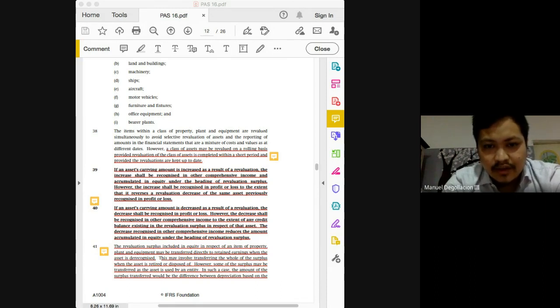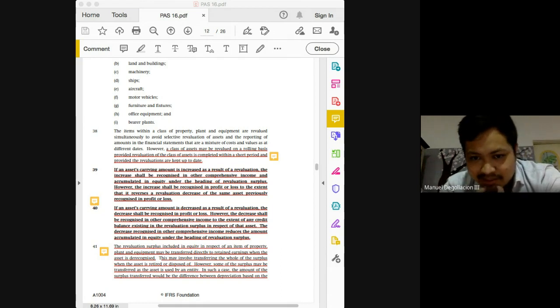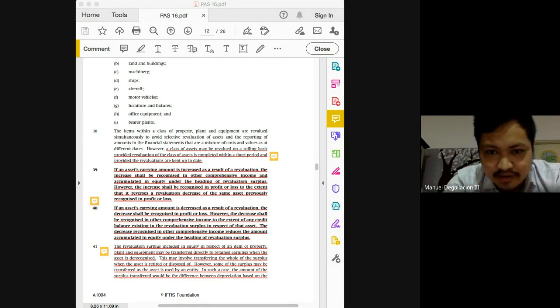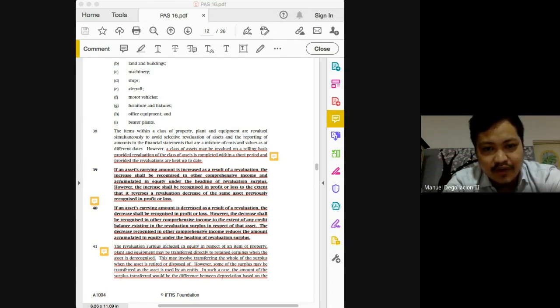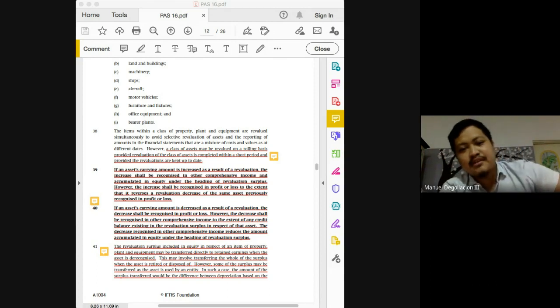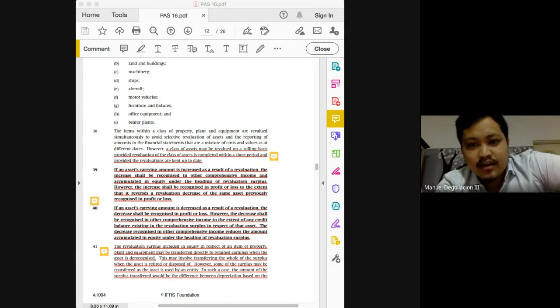Now, the opposite of an increase, class, is what is being contemplated in paragraph 40. If an asset's carrying amount is decreased as a result of revaluation, the decrease shall be recognized in profit or loss. Why will this be in profit or loss, even though it's a result of revaluation? Because in essence, class, this is actually your impairment loss. Again, in revaluation, you change it to its fair value. So if the fair value is lower than the previous carrying amount, then that means the asset is actually impaired.